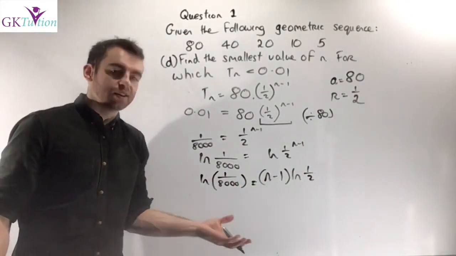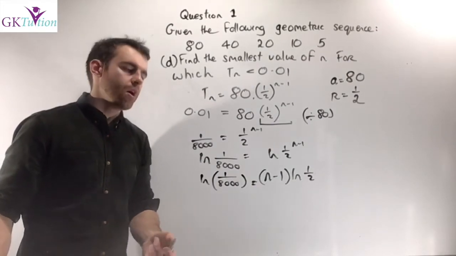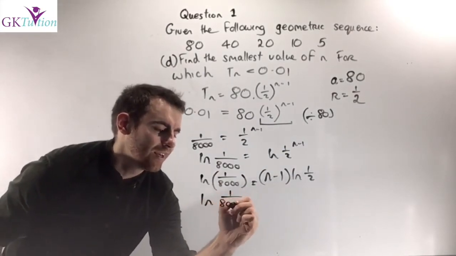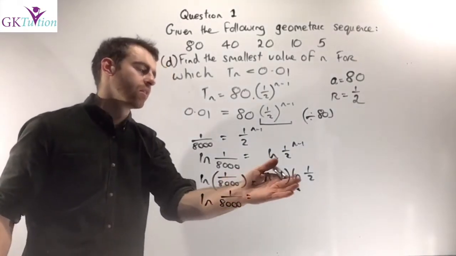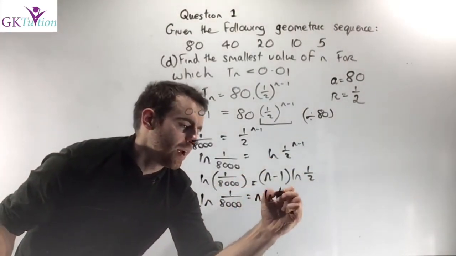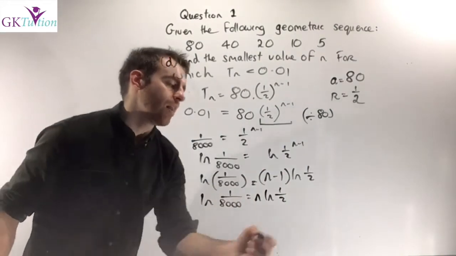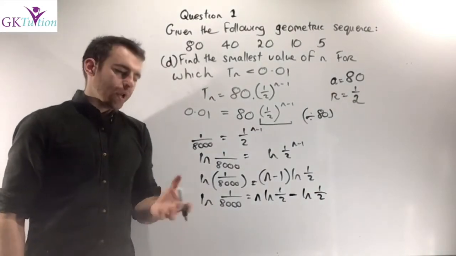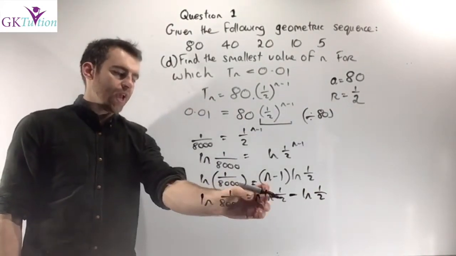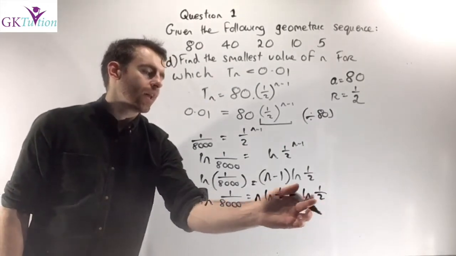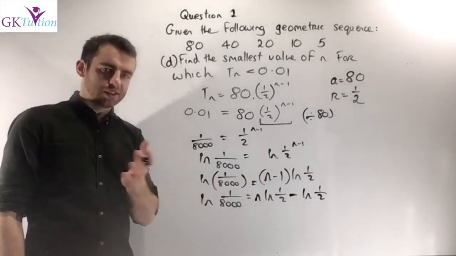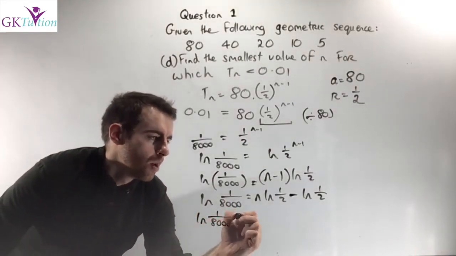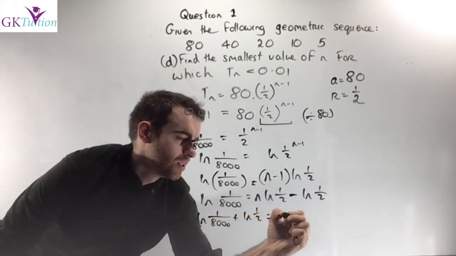Now my goal is just to isolate my n. Obviously the first thing I could do here is multiply out the right hand side. I'll leave the left exactly as it is, but the right hand side is n times ln a half, so it's n ln a half, and then minus 1 times ln a half, which is clearly just minus ln a half. At this stage it's just basic algebra. I'm trying to isolate the term with the n in it. So the second term here, ln a half, I'm going to add to both sides so that it's eliminated from the right hand side. I can now say that ln of 1 over 8,000 plus ln of a half is equal to n ln of a half.